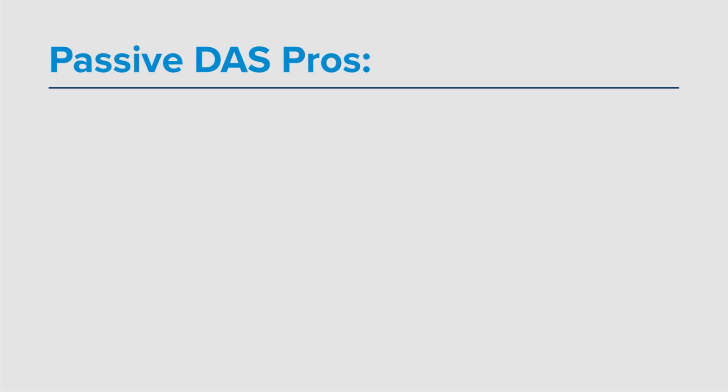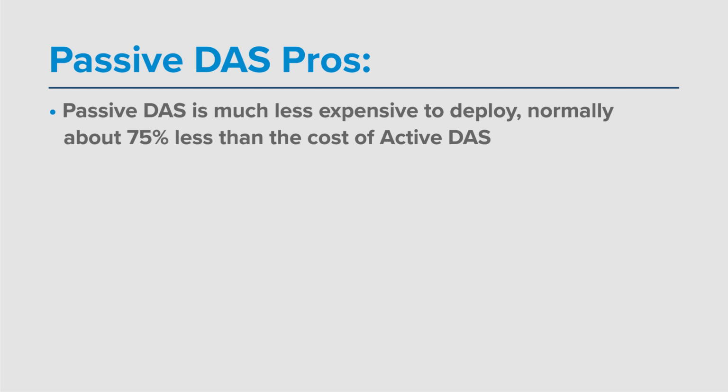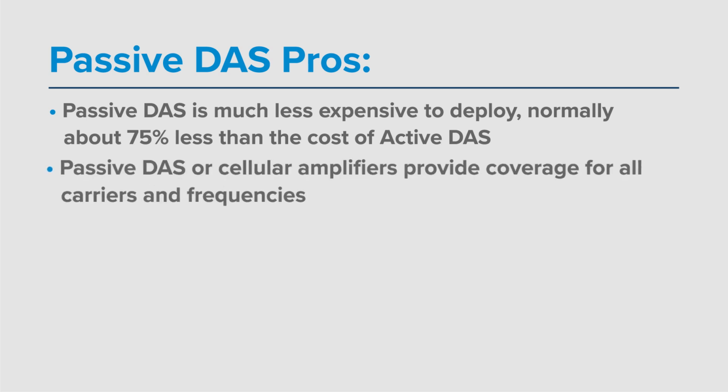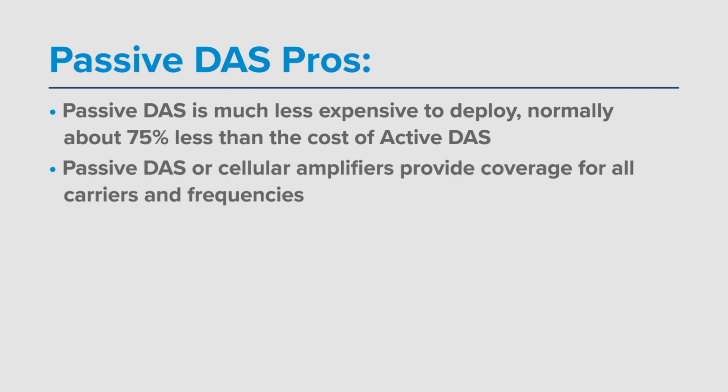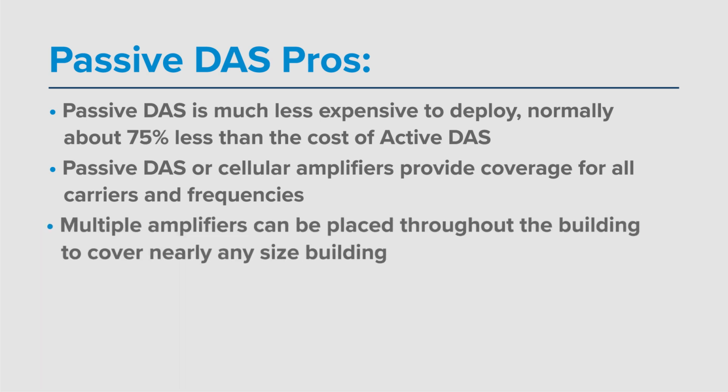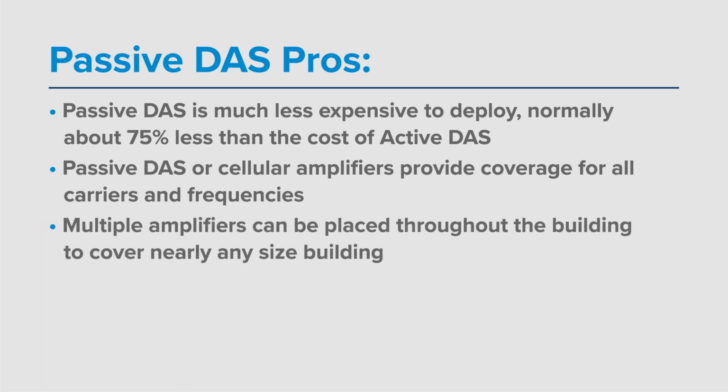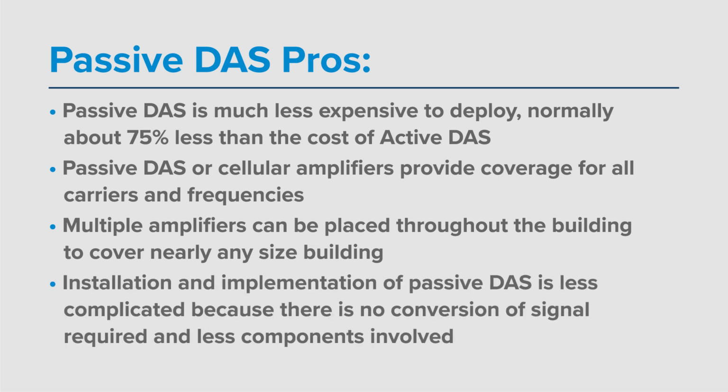Pros: passive DAS is much less expensive to deploy, normally about 75% less than the cost of active DAS. Passive DAS or cellular amplifiers provide coverage for all carriers and frequencies. Multiple amplifiers can be placed throughout the building to cover nearly any size building. Installation and implementation of passive DAS is less complicated because there is no conversion of signal required and less components involved.